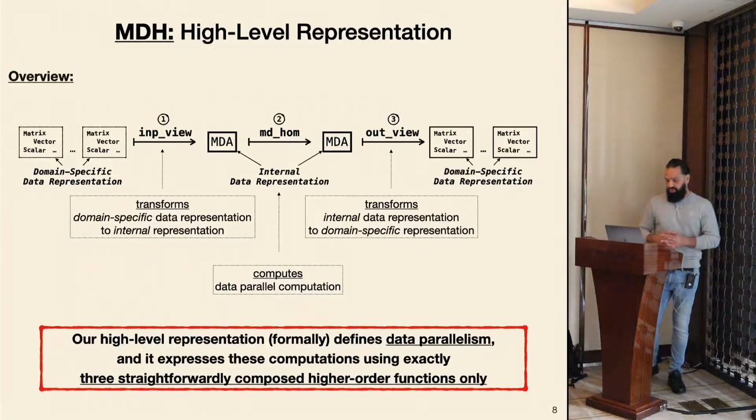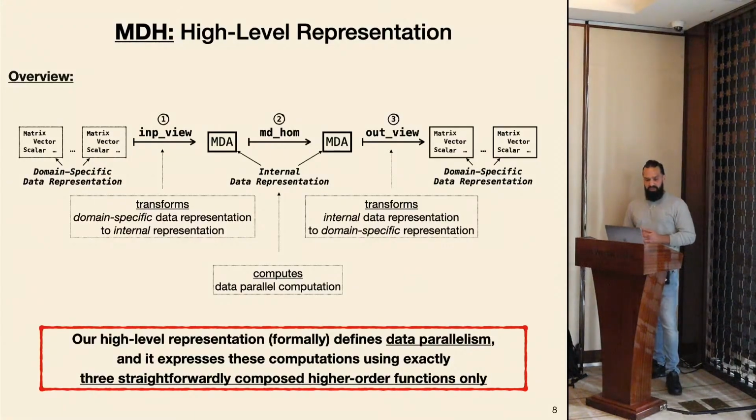Now, we could show, as also discussed in detail in the paper, that we only require three higher-order functions to uniformly express any kind of data parallel computation. And these higher-order functions, you can see them on the top, in a simple overview here. These are InView, MDHOM, and OutView.